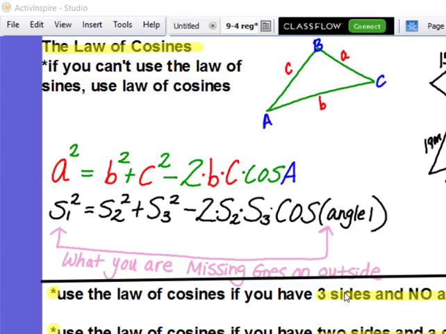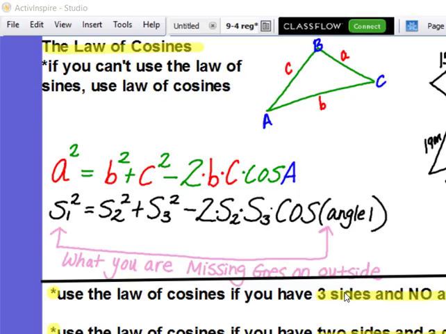And I'll explain in a second. So I like to think of it like this instead. Side 1 squared will equal side 2 squared plus side 3 squared minus 2 times side 2 times side 3 times cosine of angle 1.